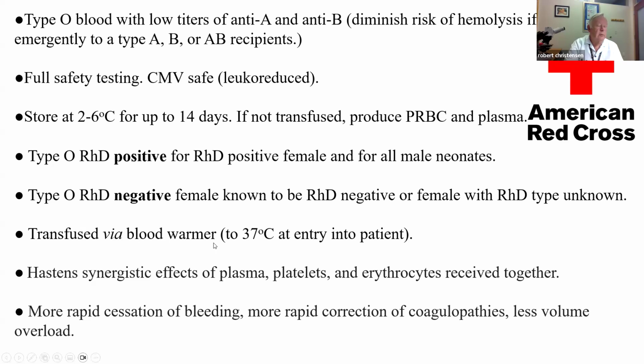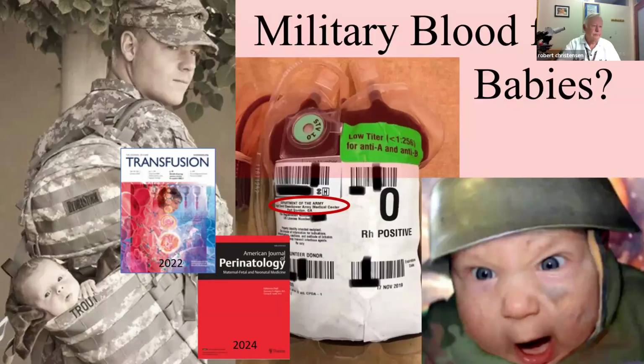It's transfused by a blood warmer because it's cold, but using an inline blood warmer, it's at physiologic temperature when it enters the patient. It hastens the synergistic effects of giving plasma, platelets, and erythrocytes by giving them all together, because they interact. And it causes a more rapid cessation of bleeding and a more rapid correction of coagulopathies with less volume overload, because it actually is in less volume, because you don't have to anticoagulate each component.